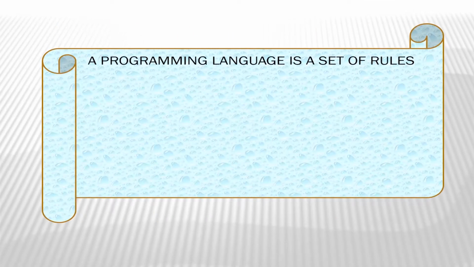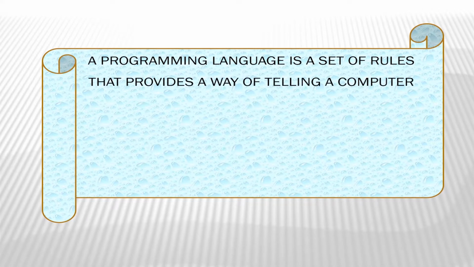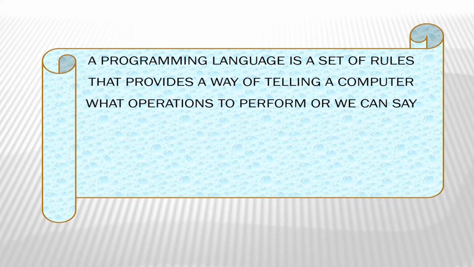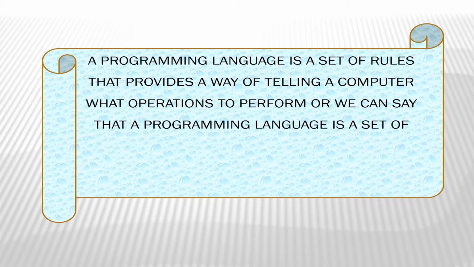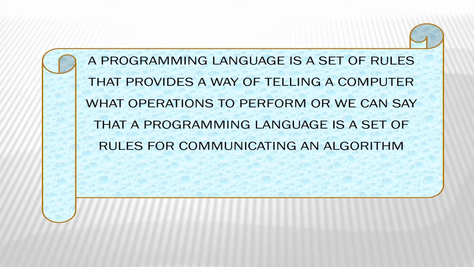A programming language is a set of rules that provides a way of telling a computer what operations to perform. So we can say that a programming language is a set of rules for communicating an algorithm, which provides a framework for computations with the help of a computer.